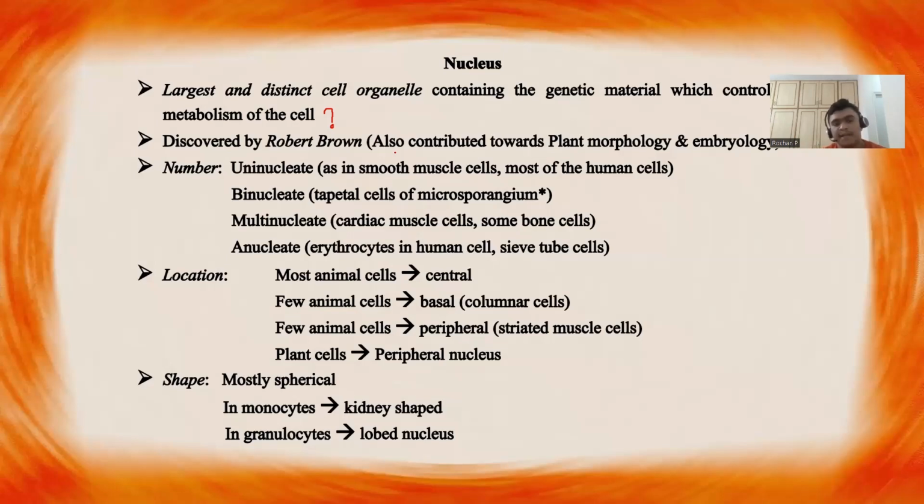That is called multinucleate condition. This condition is seen in cardiac muscle cells and some bone cells as well. Okay, so this is multinucleate condition. Next, anucleate condition, which means a cell completely lacks a nucleus. There is no nucleus in that cell. And you all will know this example, that is the erythrocytes in human cell. What do you mean by erythrocytes? They are red blood cells, red blood corpuscles, or what we call.